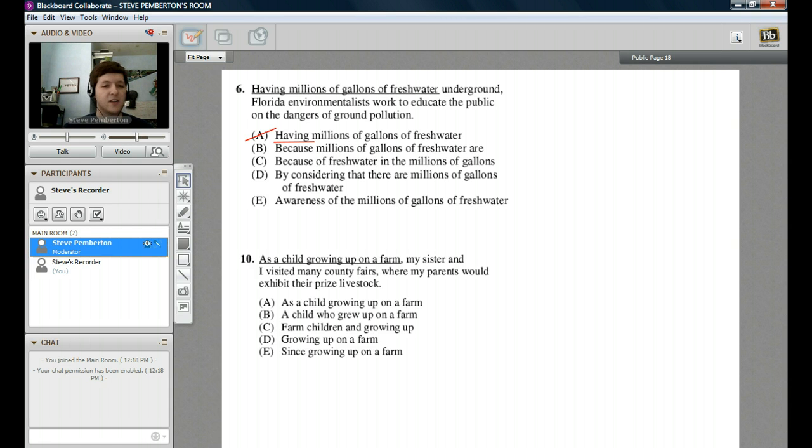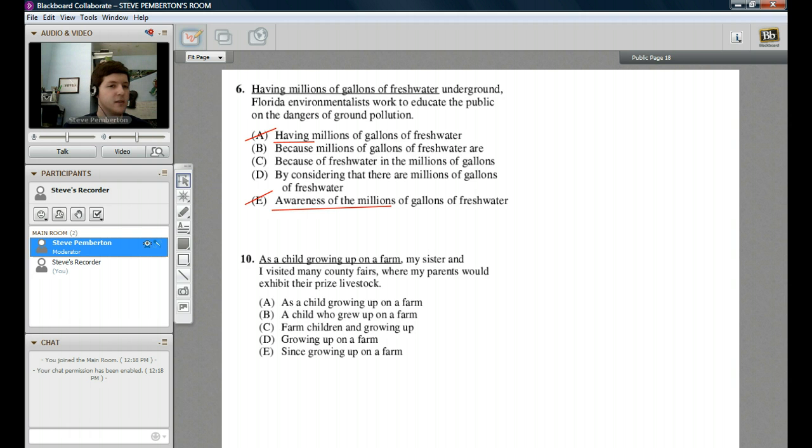E, awareness of the millions of fresh water underground, Florida environmentalists. It's probably not going to be right. It is bordering on a misplaced modifier error. Florida environmentalists don't possess awareness of the millions of gallons, and you wouldn't really describe it as an awareness. They know it, but it's not just an awareness of it, which is why they're taking action later in the sentence, working to educate the public. So only two answers had what would be misplaced modifier errors.